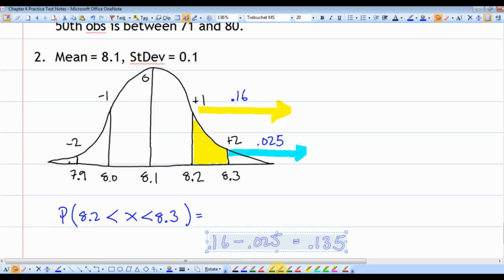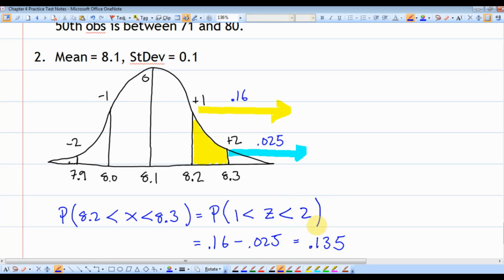Okay. So what we're really doing is we're actually normalizing. This is the same as the probability that a z-score is between 1 and 2. This is just getting the z-score. A good job here would always be to standardize. If you were going to write it out, I would love to see it like this.